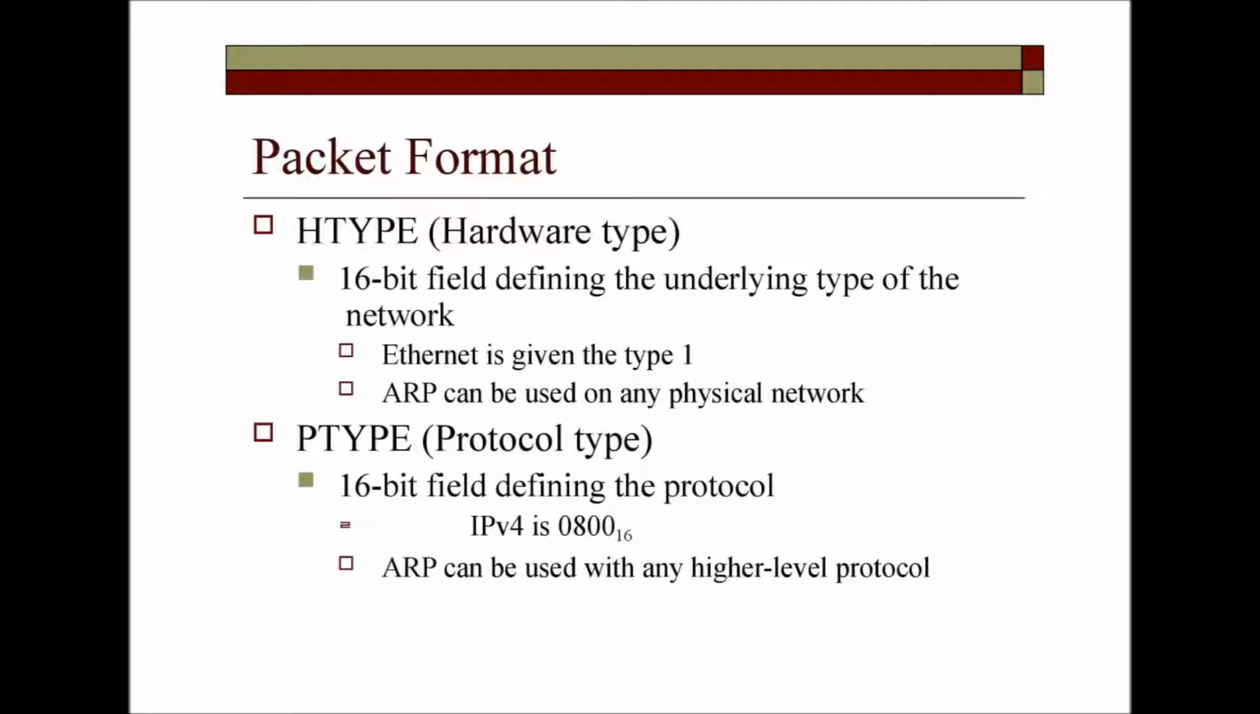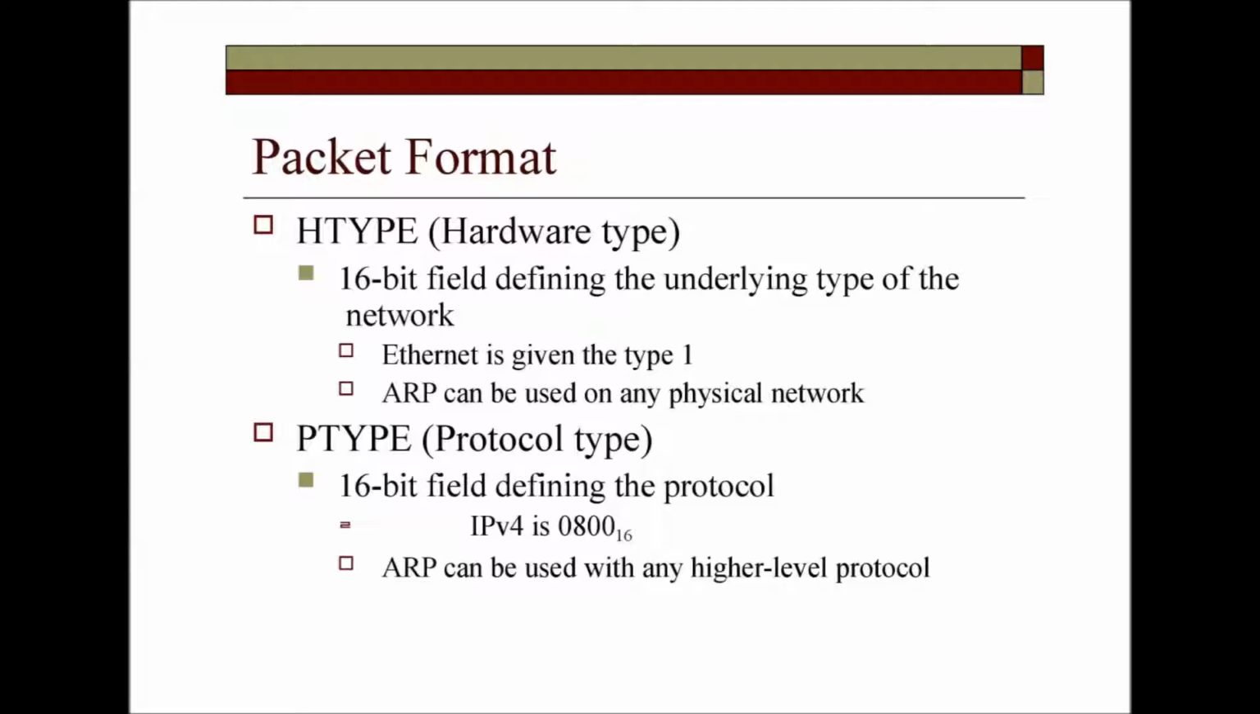It is a 16-bit field defining the underlying type of network. Ethernet is given the type 1. So Ethernet, or local area network, type 1 is used for Ethernet, and ARP can be used on any physical network. Any physical network means any network which contains physical addresses, such as network interface card or LAN card based addresses or MAC addresses. We can use ARP there.